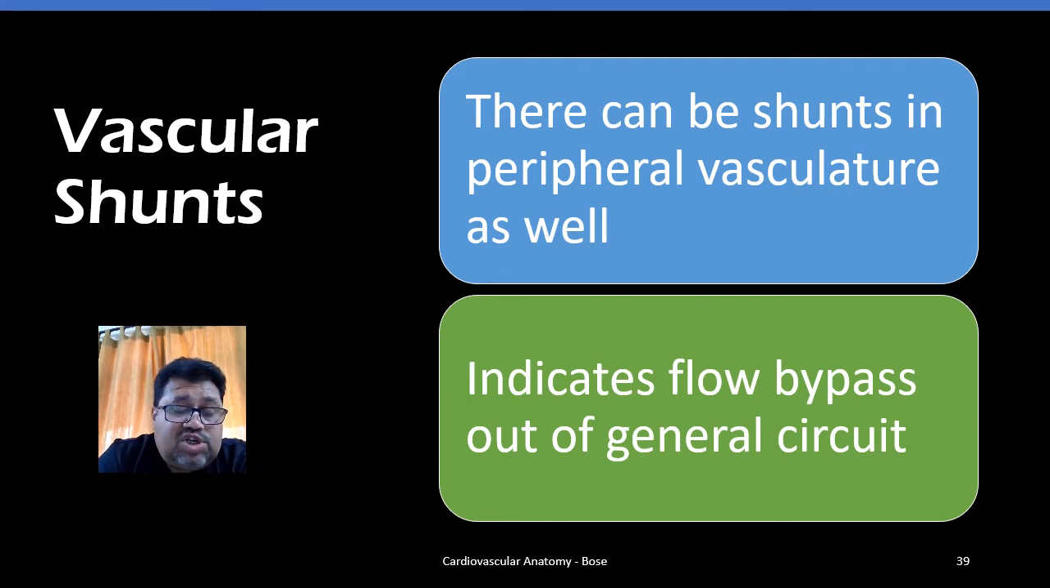The shunts that we mentioned were primarily the ones we see in the heart. There can be, however, shunts in the peripheral vasculature as well, and it indicates flow bypass out of the general circuit. There can be multiple reasons for vascular shunts, but the most common one, perhaps, is the ones you will see that are created surgically to facilitate, in renal failure, the performance of hemodialysis.